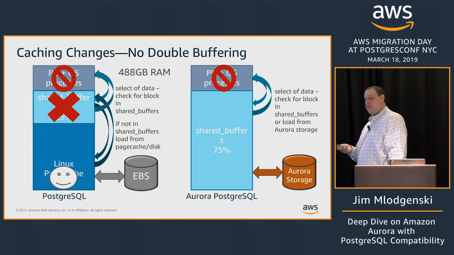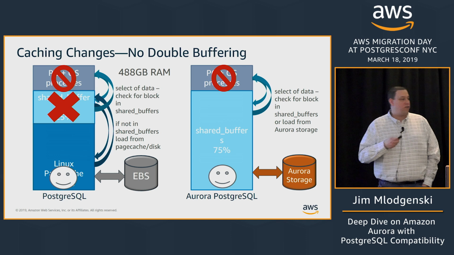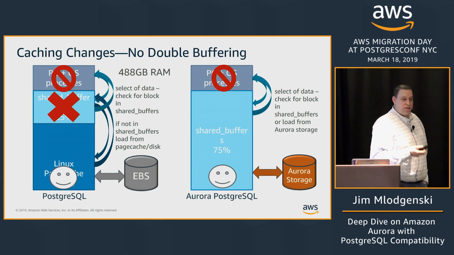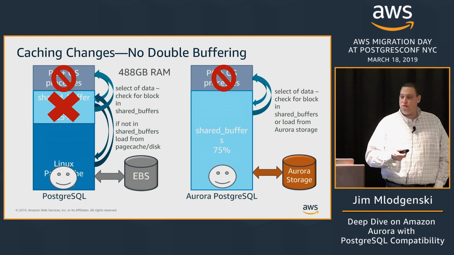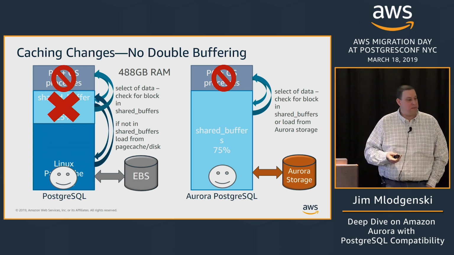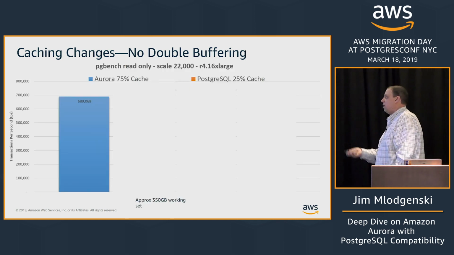When you do that in Aurora Postgres, we didn't have that same benefit. So we had to create a new thing called survivable cache. So in the event that you have to restart Postgres, your shared buffer stays there and you don't have to repopulate everything, with that survivable cache.